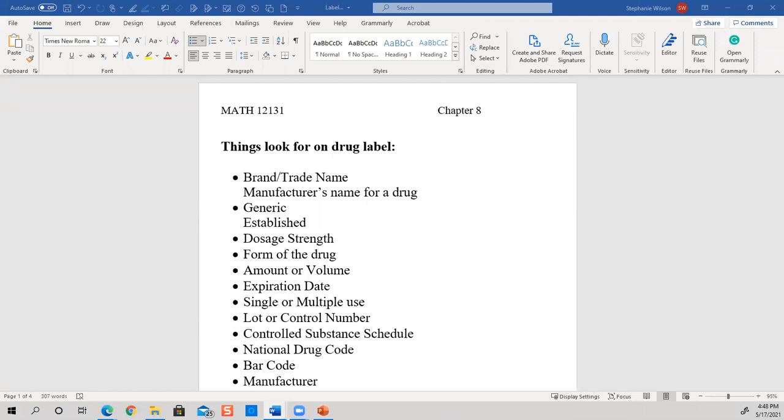So control number, lot number is usually found on the label, which I will go over here in just a little bit. Controlled substance schedule, basically it tells you how addictive the drug is. So it's not on all labels, and it doesn't go to all medications. But if it's a level 1, then it's the most abusive, most addictive. A level 5 is the less addictive, and the numbers go from 1 to 5.